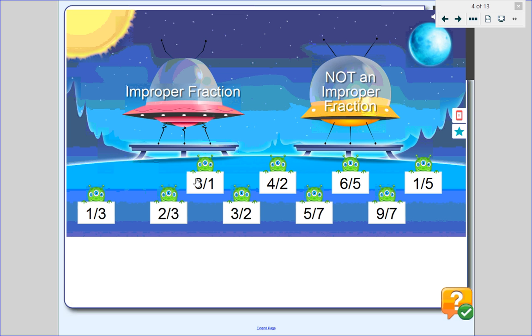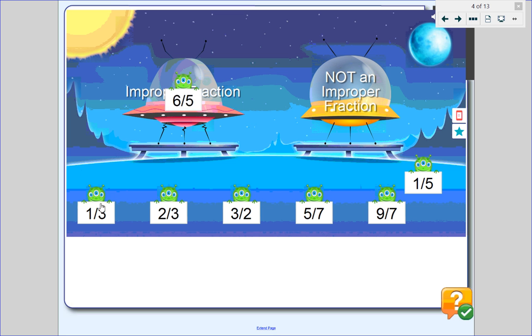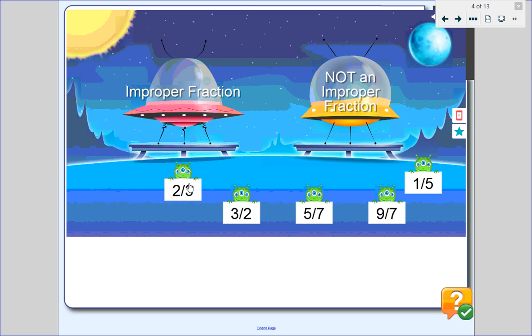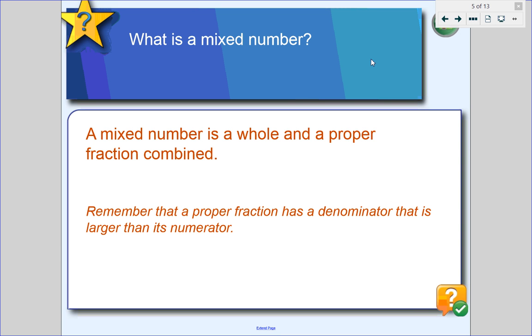Top heavy. Top is 3, bottom is 1. Too big on top, improper. 4 and 2, 4 halves. Too much on top. 6/5, too much on top. 1/3, 1 is smaller than the bottom, so that's proper, or not an improper. 2/3, 2 on the top, 3 on the bottom, not an improper, it's proper. 3 on top, too much, improper. Okay, you get the idea. So that's what we have for improper fractions.